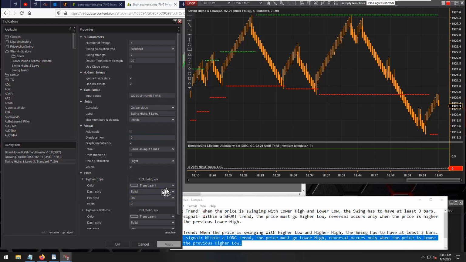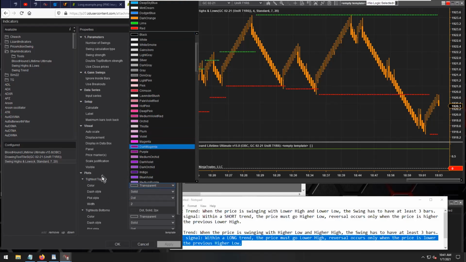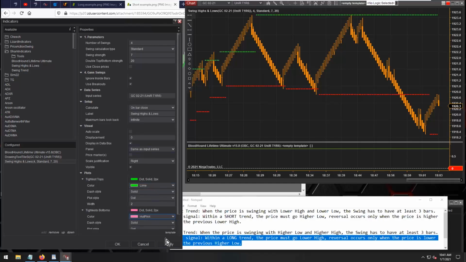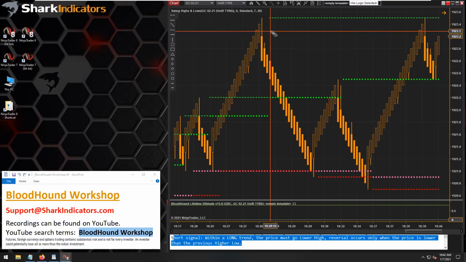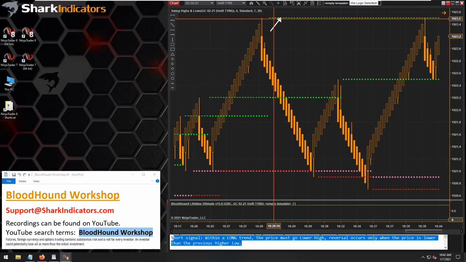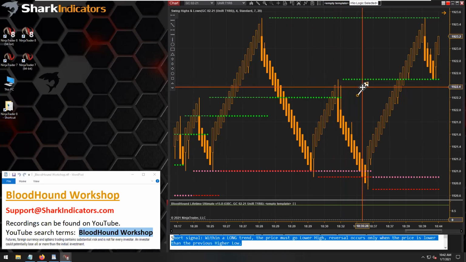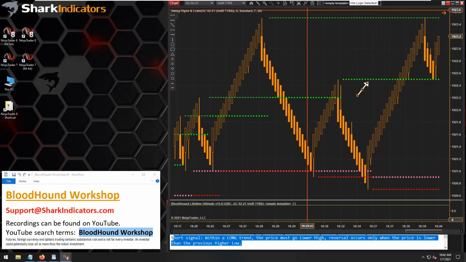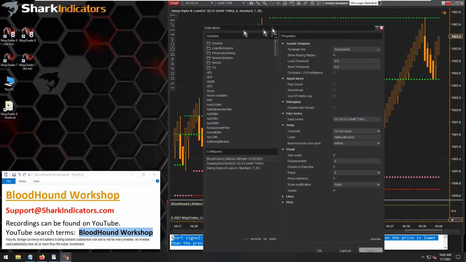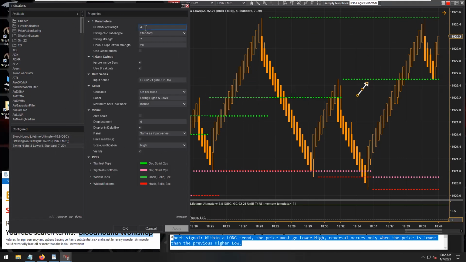And this time I'm going to enable the tightest tops and tightest bottoms. Let's see here. Let's do lime. Try hot pink. Let's apply this. There. All right. So if we look at the indicator, we can see that we have the highest highs plotted with the hash line. And then the lower highs are plotted with the dots, right? So that is basically, depending on the number of swings here. So we have it set to 4, which is the default. So depending on the number of swings can affect how the tightest plots work.